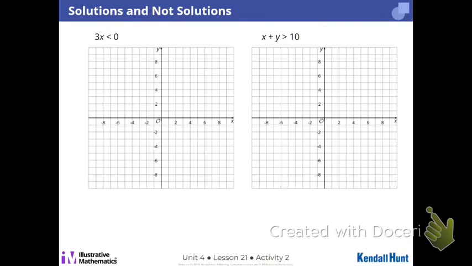So, for these next two, I'm going to get this to be x only. x is less than 0. Now, here's the question I have. Does 0 work here? Is 0 less than 0? No. 0 doesn't work.